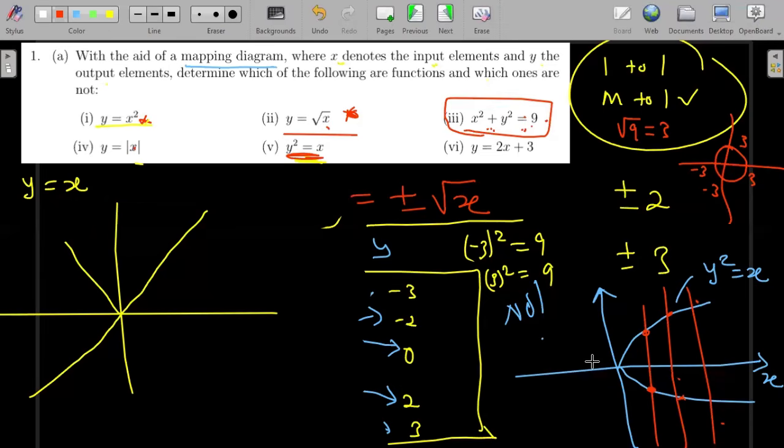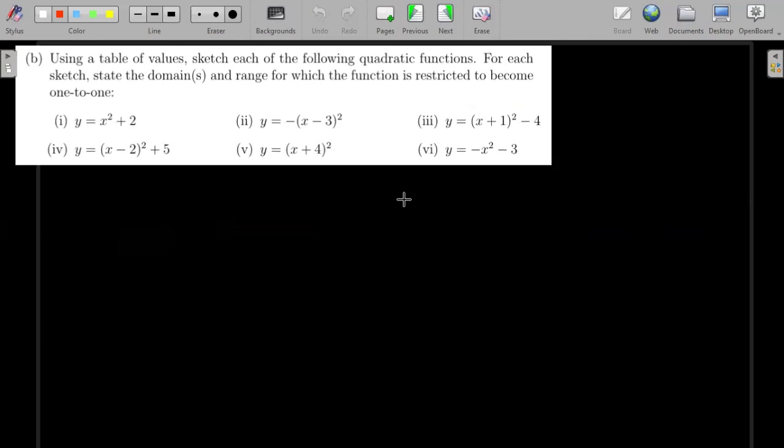Okay, so let's continue now. We go to question 2. Question 2 again is on graphing a quadratic equation. But this method that we are using here on graphing this quadratic equation is a very typical way of graphing things, because they are telling us to use a table of values. So it's a very typical way of sketching a quadratic function.